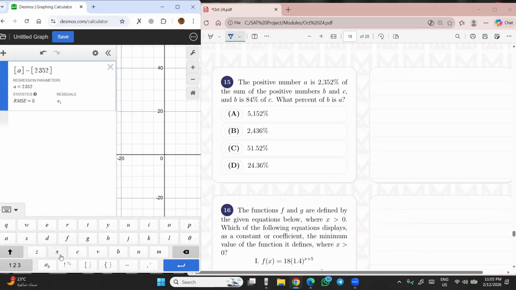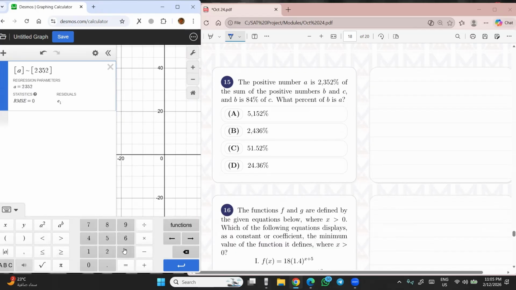It's not given in here in the keyboard. You can use the keyboard on your computer, or you can just write "percent", P-E-R-C-E-N-T. Once you finish, you find the percentage of. It's written for you, so don't worry. Just write the percentage correctly. Of what? Of the sum of B and C.